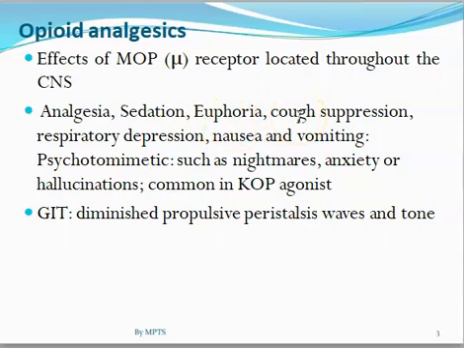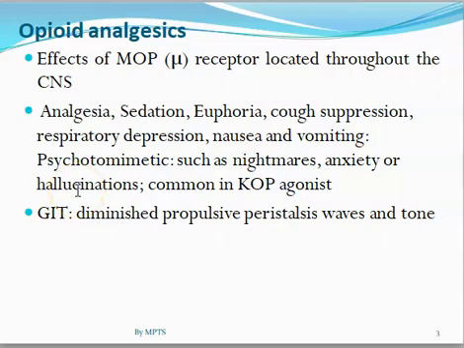Now, we also have cough suppression, respiratory depression. These are the effects, and also nausea and vomiting. Remember, when we were talking about the emetic drugs, we talked about apomorphine. Also, via the KOP receptors or the kappa, we can have psychotomimetic effects, which can cause nightmares and hallucination.